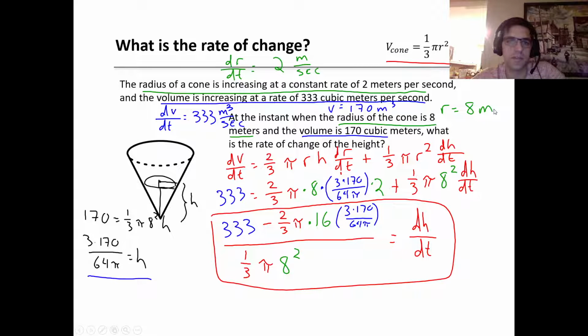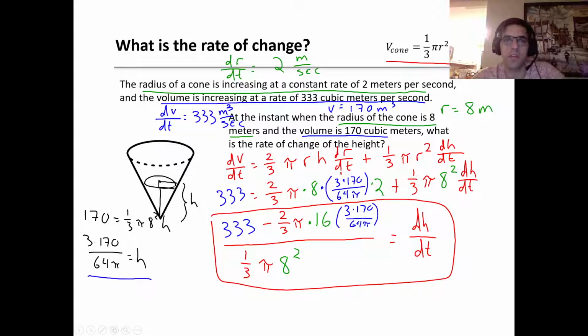Okay, here's our flex for today. Rate of change of the cone. So the radius of the cone is increasing at a constant rate of 2 meters per second. And the volume is increasing at a rate of 333 cubic meters per second. So as water goes up, the radius of the surface is getting wider, which means the volume is going up, basically.